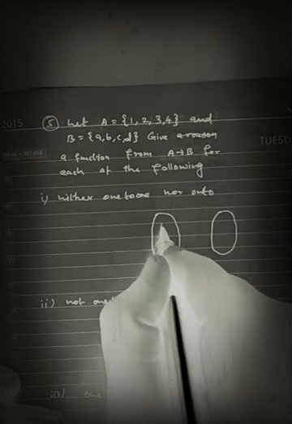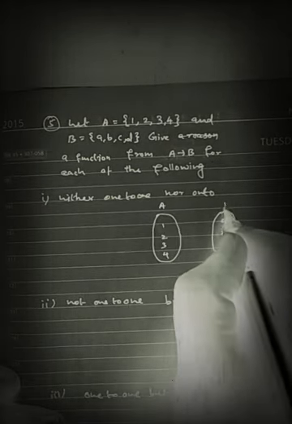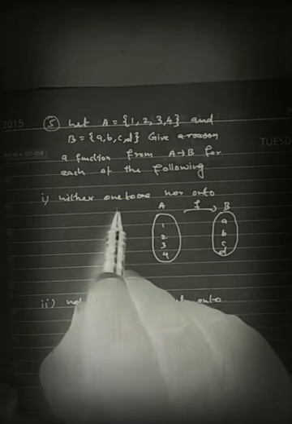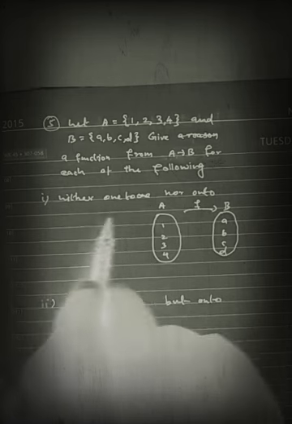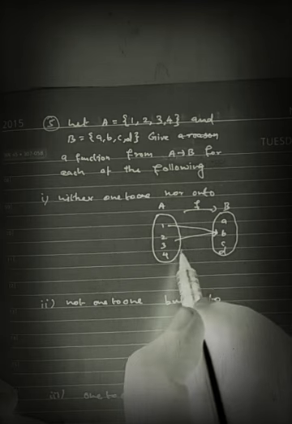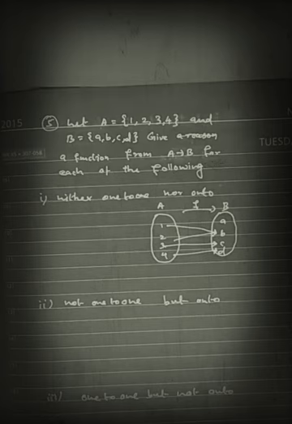So what's the domain? 1, 2, 3, 4. What's the codomain? A, B, C, D. So this is A, this is B. I need to give a function here. Okay, what they are saying: neither 1 to 1 nor onto, but it should be a function. I'll write 1 is mapping to B, 2 is mapping to B, and 3 is mapping to C, 4 is mapping to D. Our wish, we can give anything.